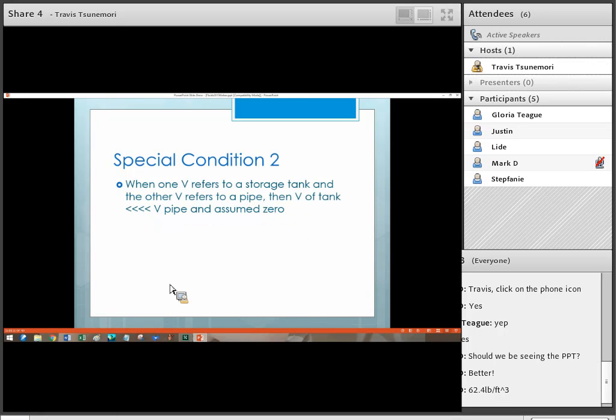Special condition 2. When one velocity refers to a storage tank and the other refers to a pipe, then the velocity of the fluid in the tank is going to be a lot smaller than the velocity in the pipe, right? Because we've got A1V1 equals A2V2, and if the cross-sectional area of the storage tank is a lot bigger than the cross-sectional area in the pipe, then the velocity in the tank has to be a lot littler than the velocity in the pipe.